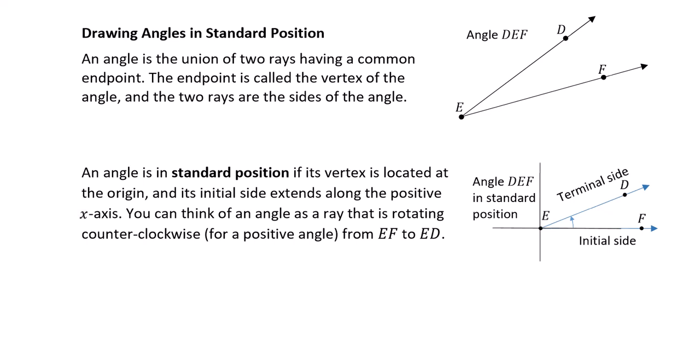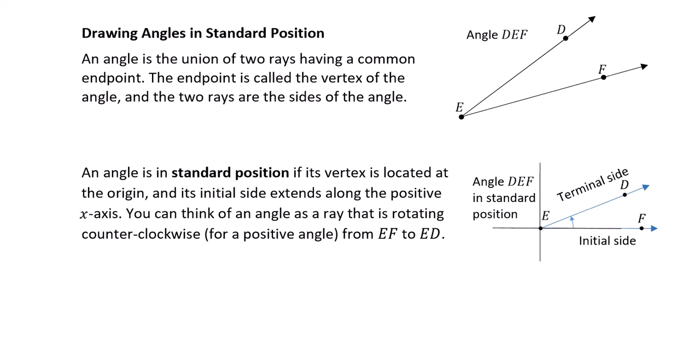Drawing angles in standard position. First, an angle is the union of two rays having a common endpoint. The endpoint is called the vertex of the angle, and the two rays are the sides of the angle. Here we see angle DEF. E is the vertex.